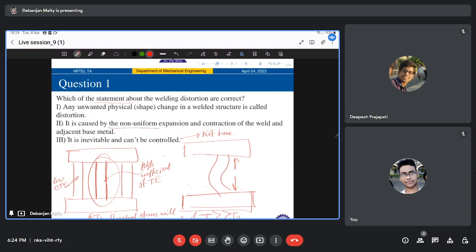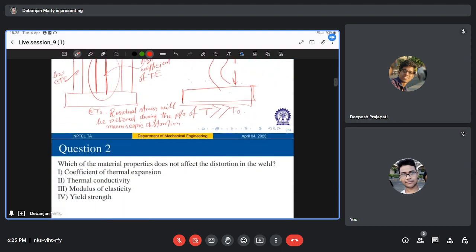This can happen. So you can have this non-uniform expansion and contraction. So your weld metal will have some kind of expansion or contraction. Your subsidiary surface like the heat affected zone will have some different kind of expansion or contraction. So these will vary depending on your location. It will not be uniform all over the surfaces of the welds, right? And of course this is true. So the third option is not correct. Agree? Yes. Okay, so we'll move to the next question.